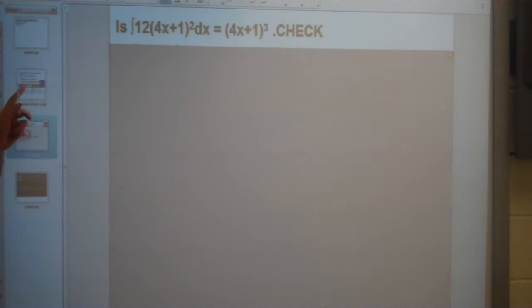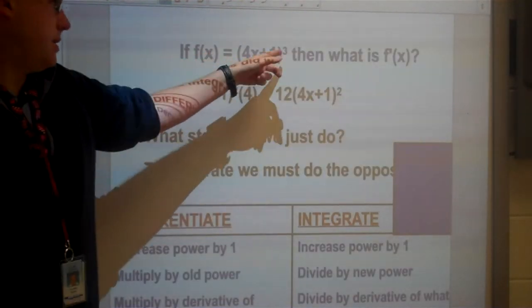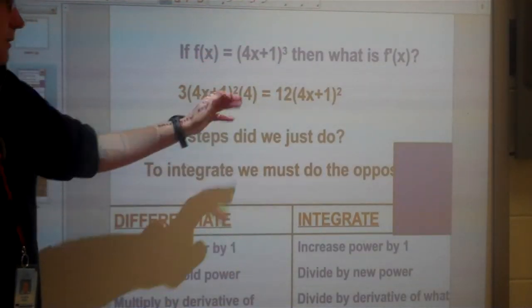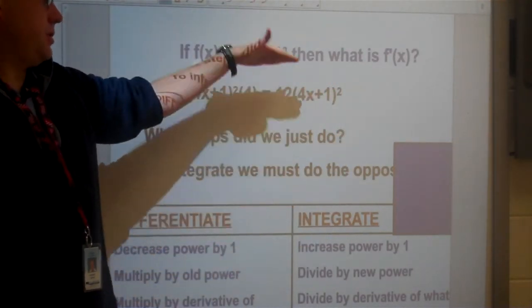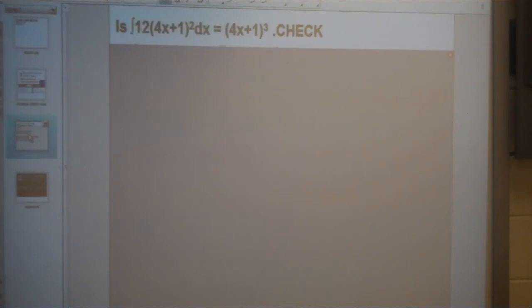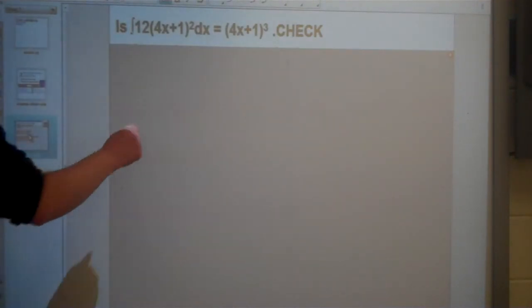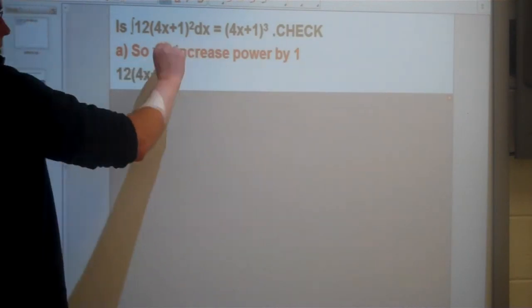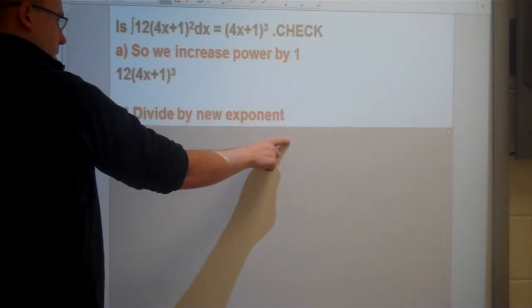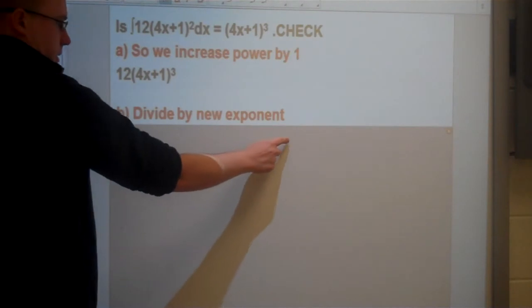So, I claimed on the previous one that if we differentiate this, we get an answer of 12 times 4x plus 1 squared. So if we integrate this, then we should get back to this. So let's take a look and see if that's actually true. So, doing all those opposites, just to make sure we did this correct. We increase the power by 1, so we're going to make it cubed. We're going to divide by the new exponent, so we're going to divide by 3.